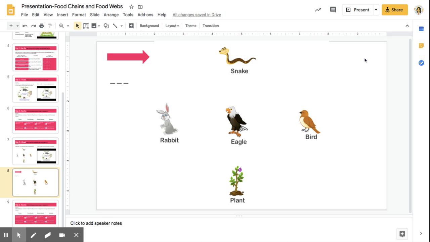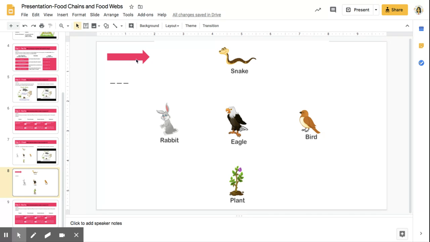In this video, we're going to describe what a food web is, and we're also going to give an example of a food web using this blank illustration and this arrow. Later on, we're going to fill in this illustration using this arrow. So what is a food web?